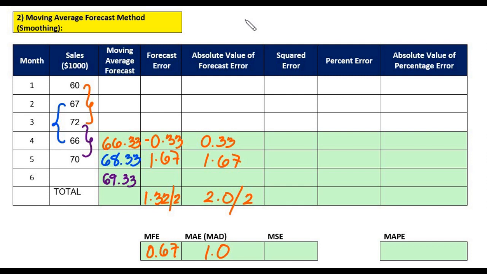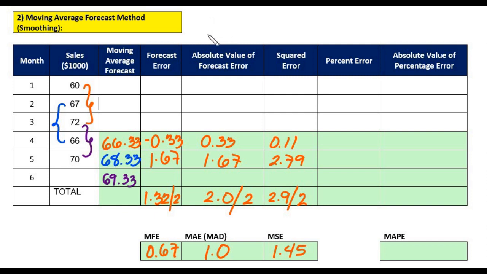Okay, for the squared error, that is the value of the forecast error squared, or raised to 2. So negative 0.33 raised to 2, that would be 0.11. And then 1.67 squared, that would be 2.79. We get the sum, that would be 2.9 divided by 2. We will come up with 1.45.